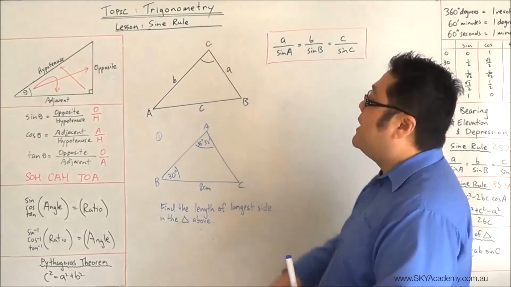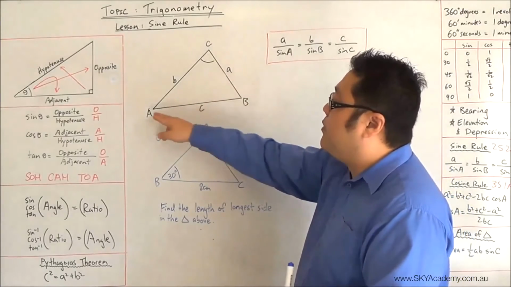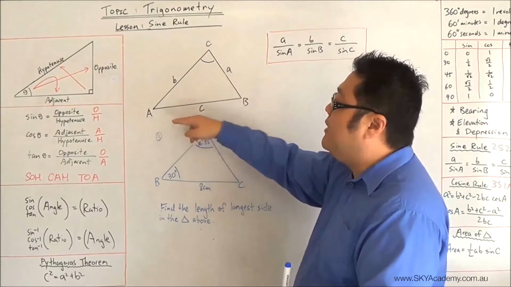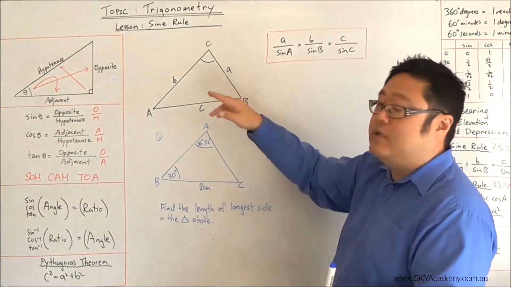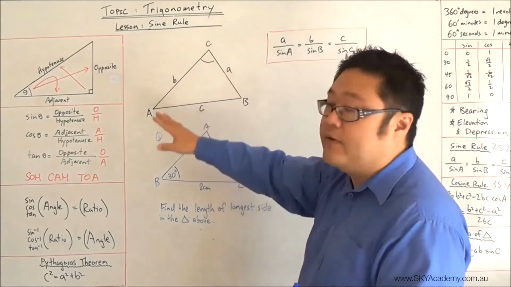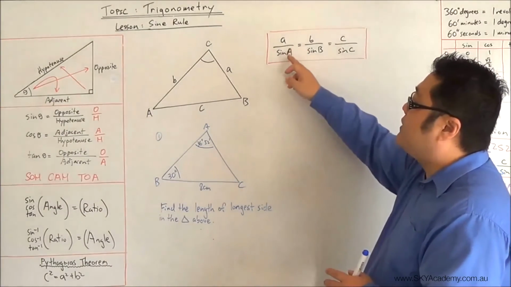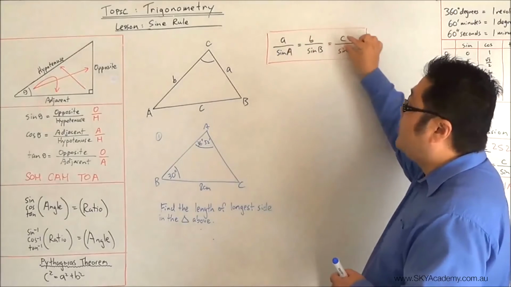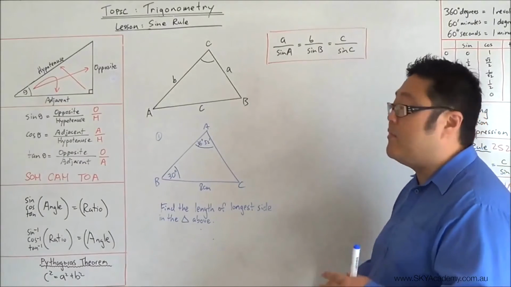The sine rule basically says that in a non-right angle triangle like this, where you've got points A, B and C, and sides lowercase a opposite point A, lowercase b opposite point B, and lowercase c opposite point C, the relationship between the sides and the angles is that a over sine A is equal to b over sine B, which is equal to c over sine C. All the top ones are the sides, and all the bottom ones are the sine ratio of the angles.